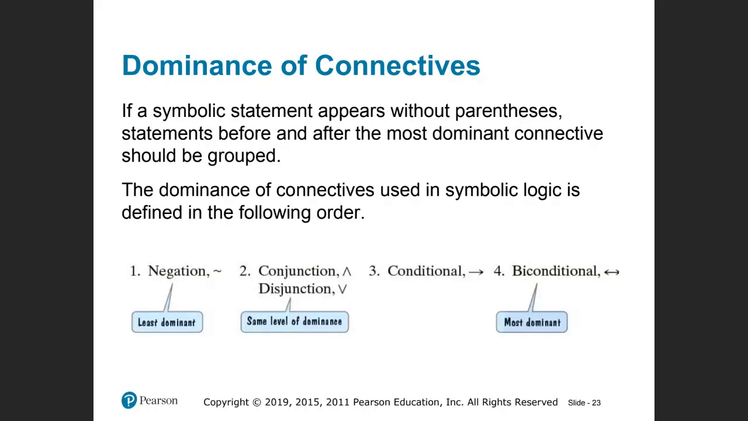We have to talk about dominance of connectives. If a symbolic statement appears without parentheses, you've got to have some rules for how those will be interpreted. Statements before and after the most dominant connective should be grouped. Now we're going to look at the dominance of connectives used in symbolic logic in a particular order. So negation is the least dominant. Conjunction and disjunction, the carets, are the same level of dominance. Then the conditional, but the most dominant is the biconditional.